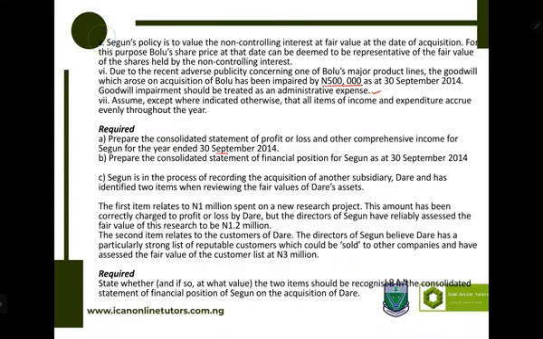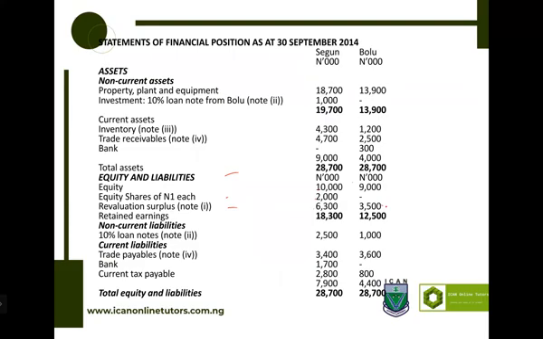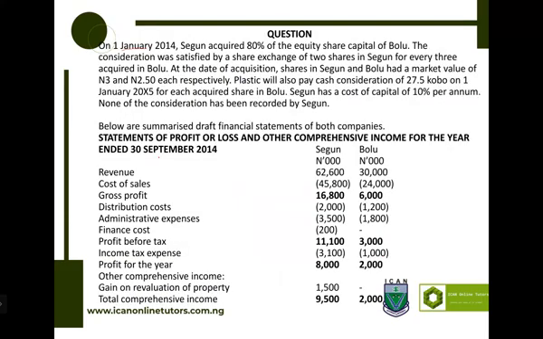Segun's policy is to value NCI at fair value at date of acquisition. For this purpose, Bolu's share price at date has been deemed to be the representative of the fair value. Due to the recent adverse, Bolu suffered 500 naira. Okay, that is the goodwill impaired. Is there any pre-acquisition? We can check here.